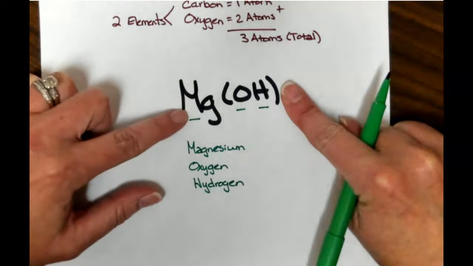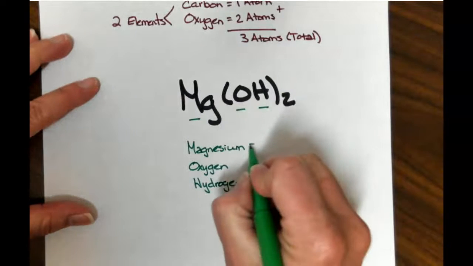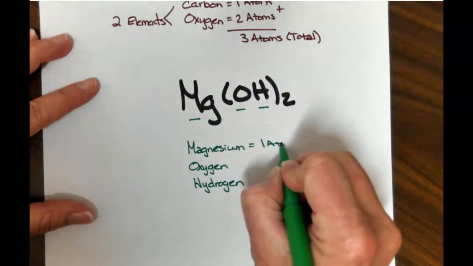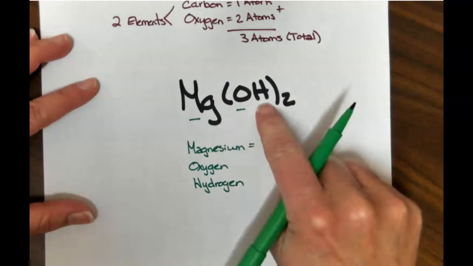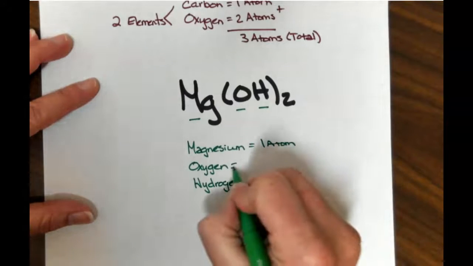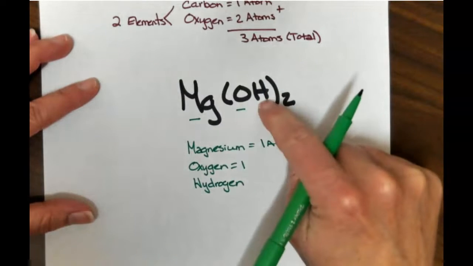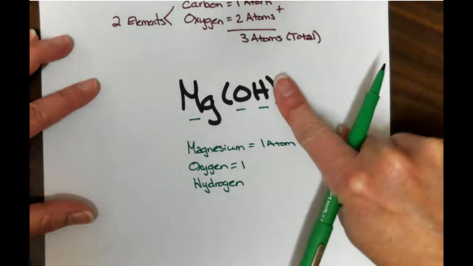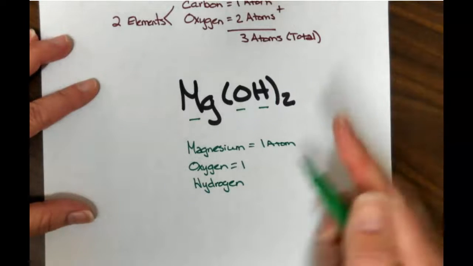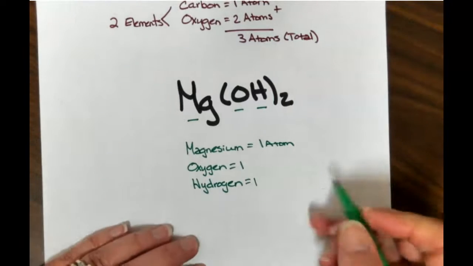So behind magnesium, there is no subscript. So there's 1 atom. Behind oxygen, there is no subscript. So there's also 1. Behind hydrogen, inside the parentheses, there is no subscript. So there is 1 atom.